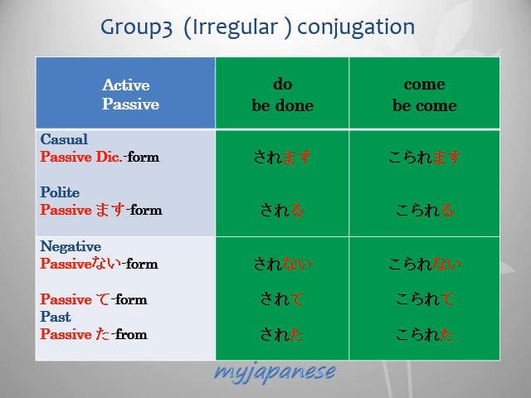As for group 3, irregular verbs, since we have only 2 verbs, します, do, and 来ます, come. Please refer to this chart and remember them as they are.